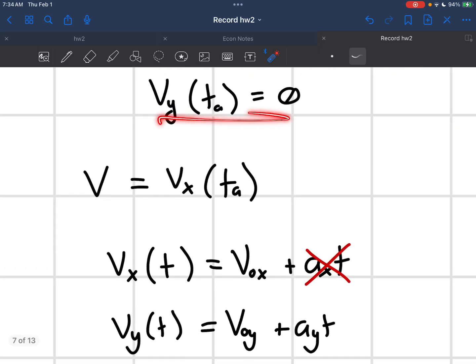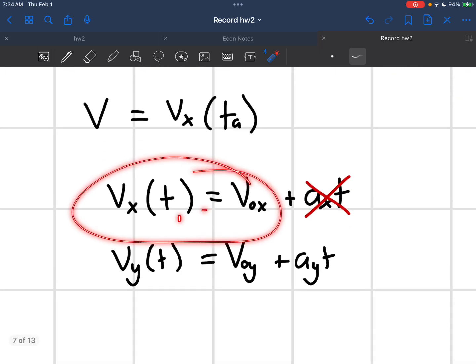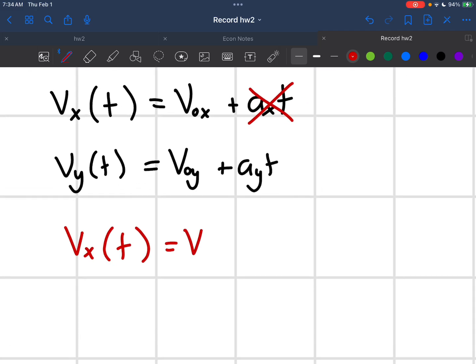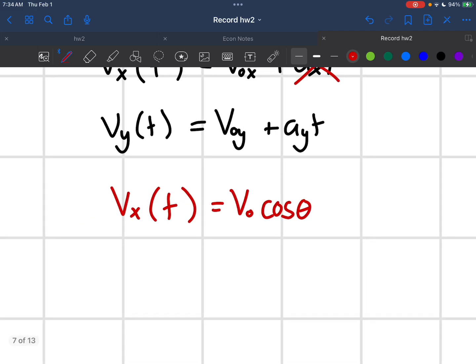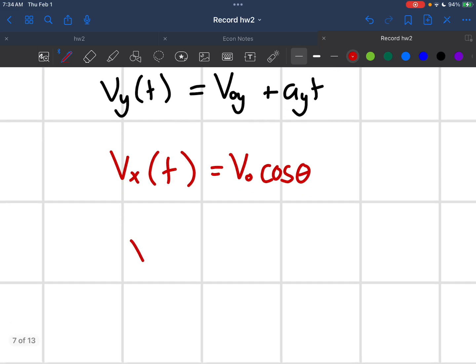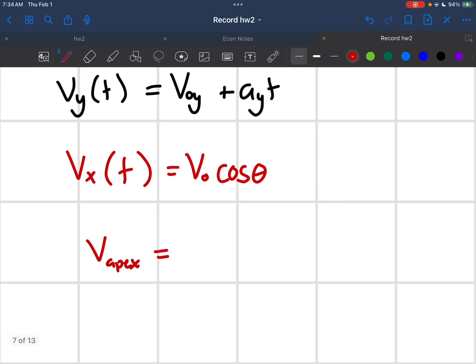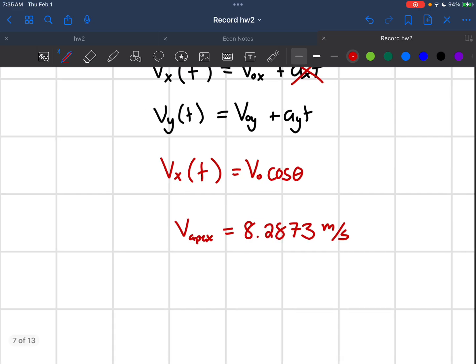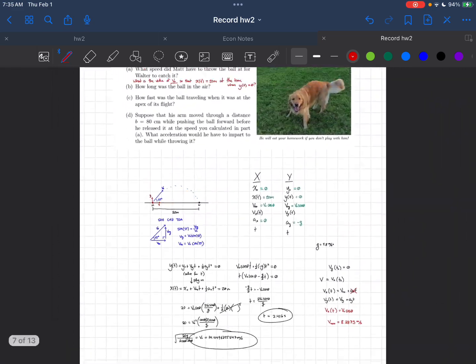So that was an important conversation to have, these two things. But we don't need to actually do the math to get the time to apex because it doesn't change. So that being said, my Vx of t is v naught x, which we said was v naught cosine of theta. I can plug in my v naught, I can plug in my theta, and my x velocity, or my velocity at apex, because again, the only velocity I have is that x velocity, will be 8.2873 meters per second. Okay. Now, our last one.